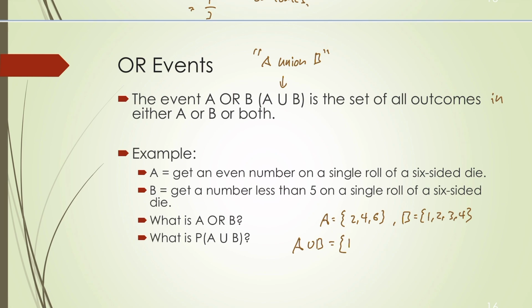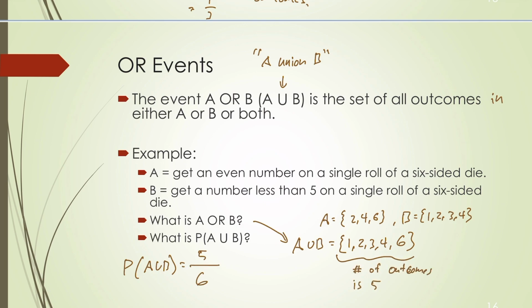So 1 is in B. 2 is in both. 3 is in B. 4 is in both. 5 is not in either, so that one can't be in this union. But 6 is in A. That's in A or B. So that is A or B. What is the probability of A union B? So the probability of A union B is going to be 5, because there's 5 total here, over 6, which is the total. So that's 5 over 6.